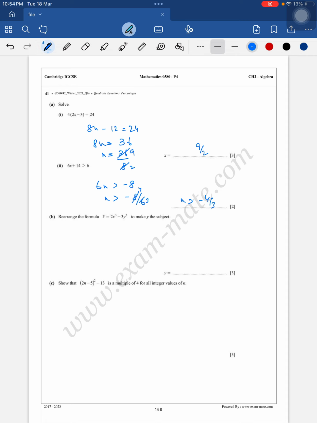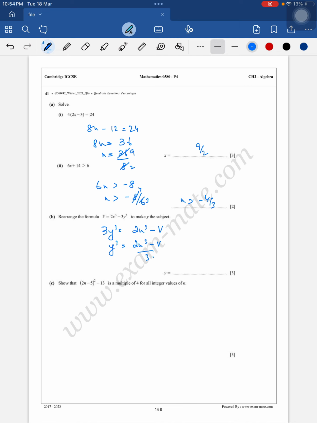Okay, rearrange the formula v is equal to x cube minus 3y cube to make y the subject. In order to make y the subject, I have to move the y term to one side. Now here the y term is in the negative portion. I will move it to the left hand side. It will be 3y cube is equal to x cube minus v. Y cube is equal to x cube minus v upon 3.